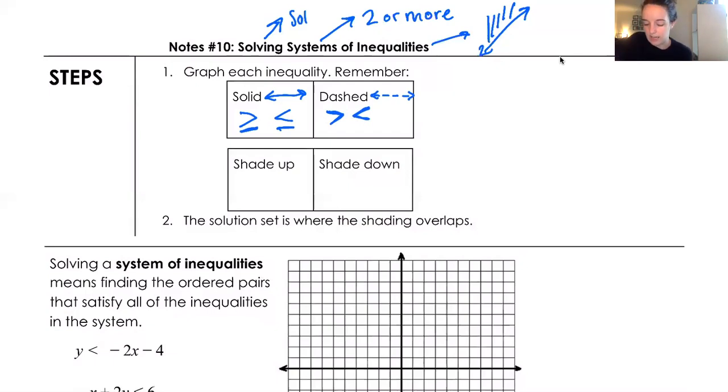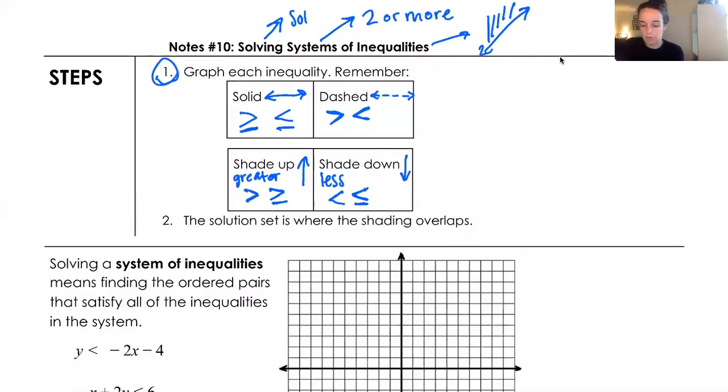And then we want to shade up if it's greater than. So greater than or equal to, both of those, we want to shade up. Right? And then we want to shade down if it is less than or equal to. If you want a reminder on this one, go back to our last video on graphing inequality. So we're going to graph, and we're going to remember solid or dashed, and then shade up or shade down.